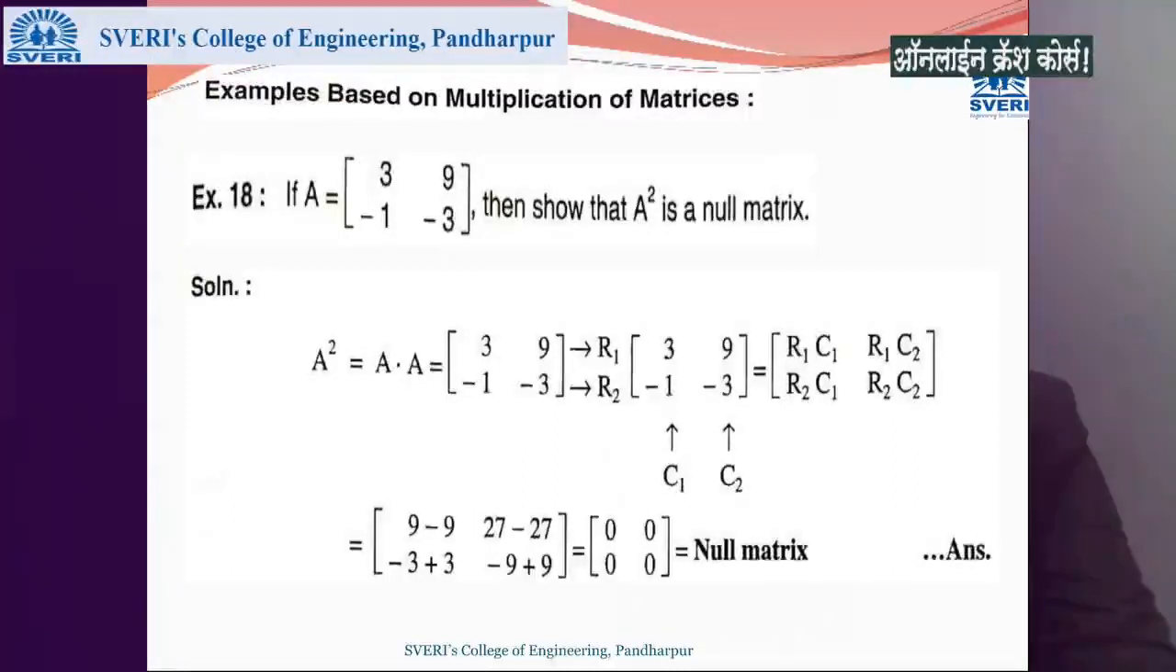So here 3 into 3 is 9, minus 9 gives 0, then 9 into 3 is 27, 9 into minus 3 is minus 27, then minus 1 into 3 is minus 3, minus 3 into minus 1 gives plus 3, then minus 3 into minus 3 is plus 9, minus 1 into 9 is minus 9, so it gives 0. So here we get A square is equal to the null matrix.